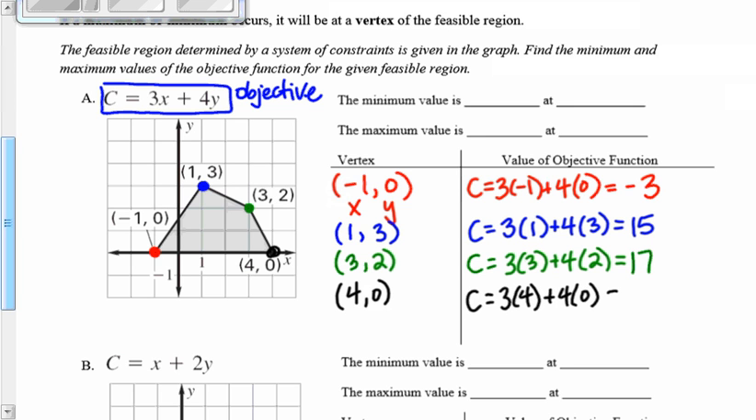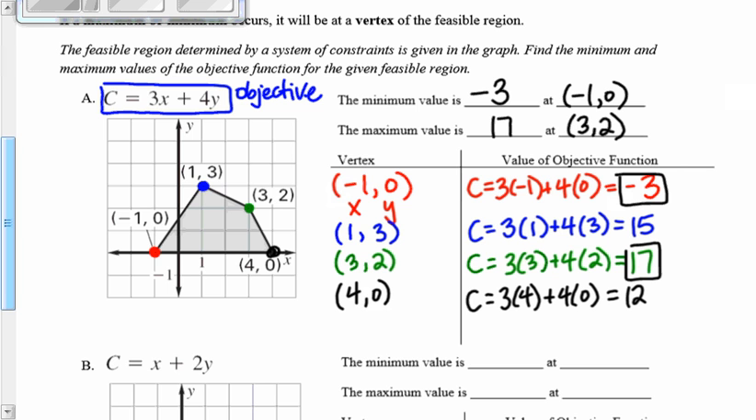So that would be 12 plus 0, which is 12. So then we're going to go up and we're going to answer the question about the minimum and the maximum value. So the smallest output was right here. So the minimum value is -3, and that occurred at the vertex -1, 0. The maximum value, the maximum output, is 17, and that occurred at the vertex 3, 2.